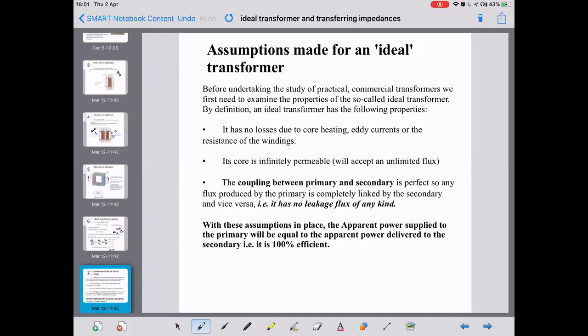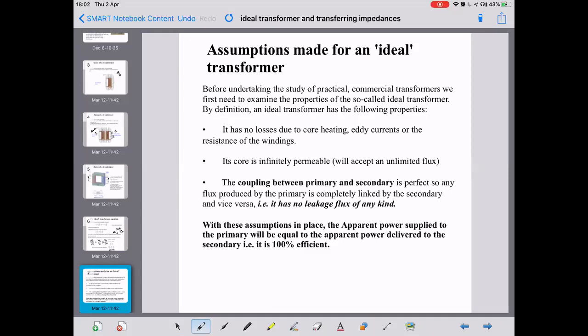Its core is infinitely permeable. That means it will accept an unlimited amount of flux without saturating. So you're imagining that's like a piece of conduit that you can put hundreds of thousands of wires in and that never fills up in terms of magnetic flux. And thirdly, the coupling between the primary and secondary winding is perfect. So any flux produced by the primary is completely linked by the secondary and vice versa, i.e. there is no leakage flux of any kind. With these assumptions in place, the apparent power supplied to the primary will be equal to the apparent power delivered to the secondary, i.e. it's 100% efficient.